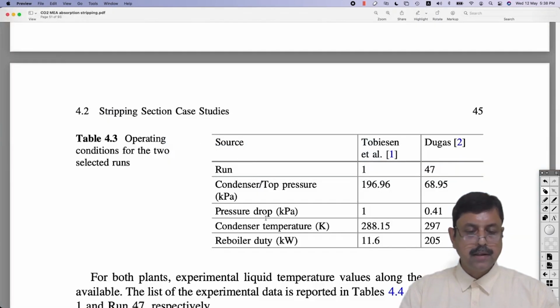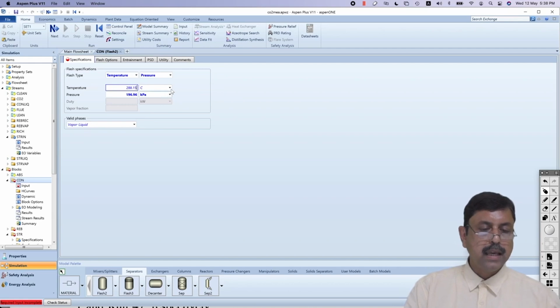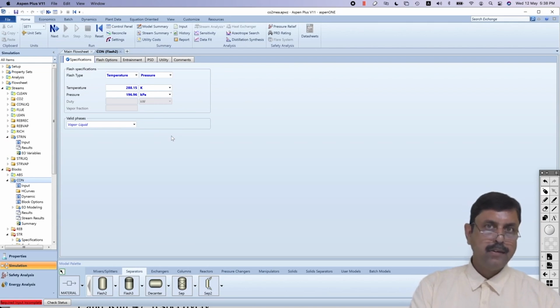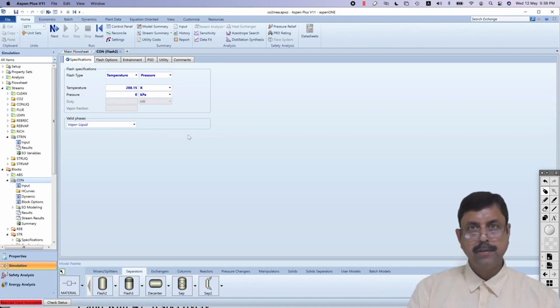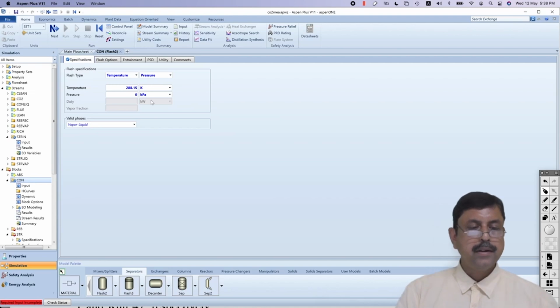And the condenser temperature has been given. Okay, 288.15 Kelvin. And already we have entered 196.96 kilopascal at the stage 1. Let us say pressure drop is 0 rather than fixing the pressure once again. We'll say pressure drop is 0. So there is no pressure drop in the condenser.